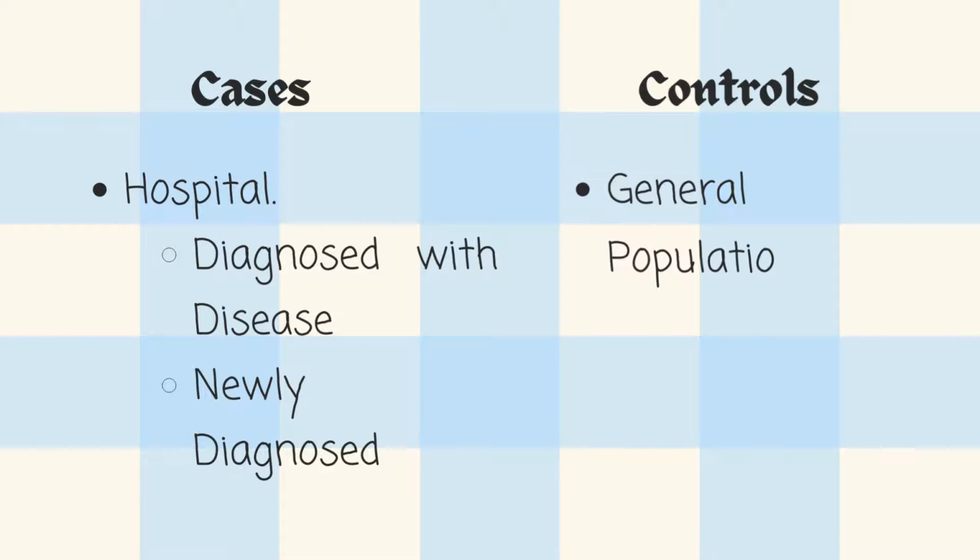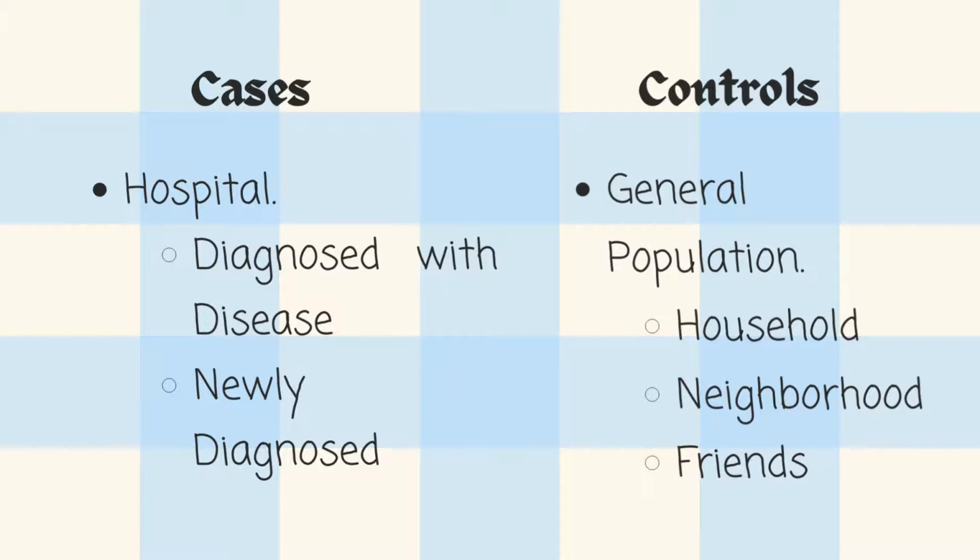Controls, on the other hand, are selected from the general population. They can be selected from households of the cases, neighborhoods of the cases, or even friends of the cases. The key point is that controls need to mirror the general population's exposure level for the factors we are investigating, or for those exposures which we are trying to relate with these outcomes.